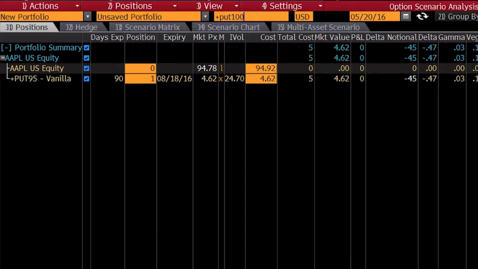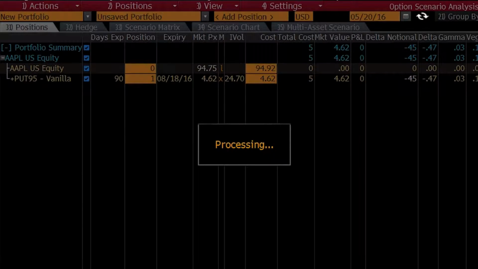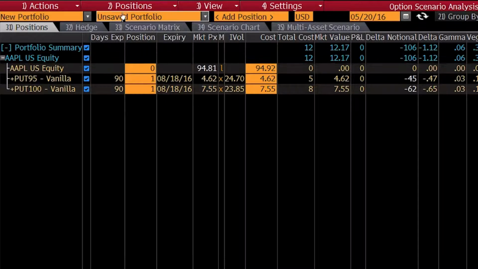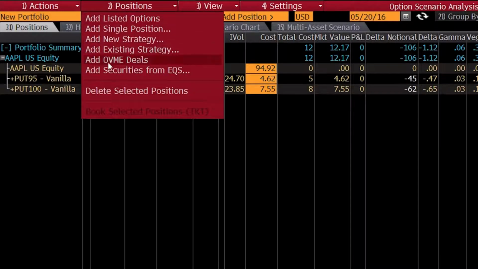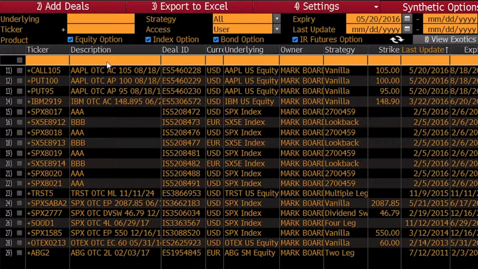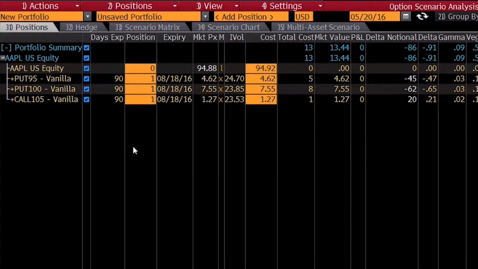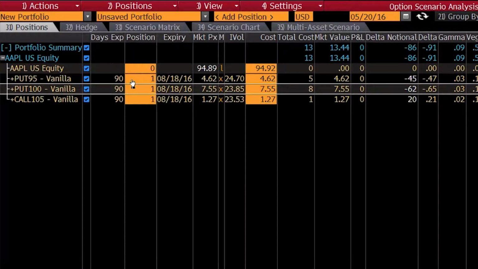I'm going to hit my yellow F8 equity key, and now I'm going to hit the green go key, and you can see I've also introduced and included the put 100. Now I'm going to show you an alternative way: positions, add OVME deals. Remember, we saved this as an OVME deal. I'm going to click on the call 105. I'm going to add deals. And now you see I have all 3 deals showing.